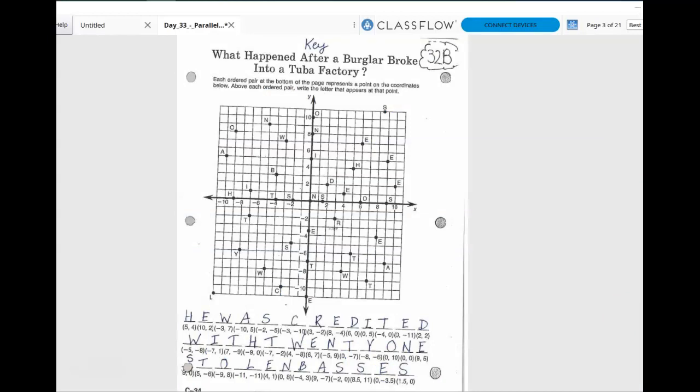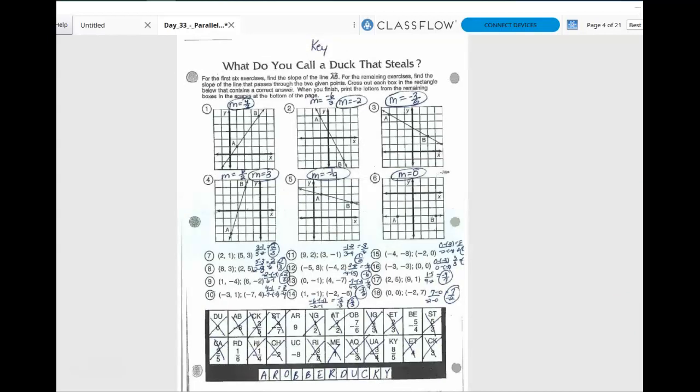Okay, so homework last class. Here's the key for it. We just had a test, so there's your answer key for the homework.